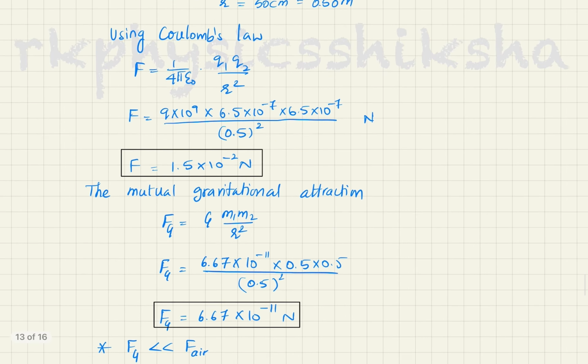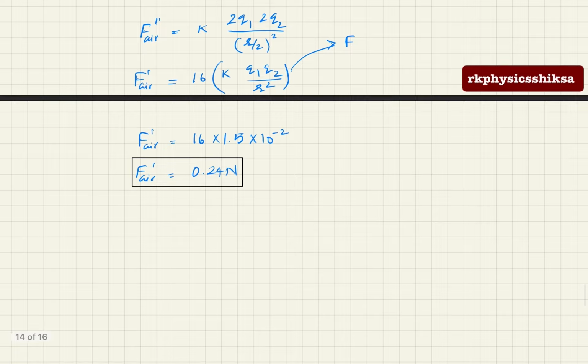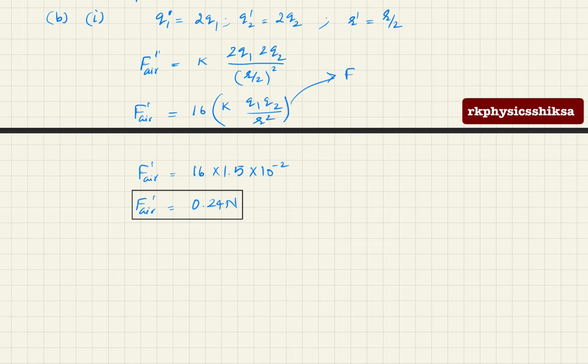There is one more sub-question under this, which is, the two spheres are placed in water. If these two spheres, instead of air, are placed in water, what will be the force of repulsion between these two bodies? There is one simple relation for this as well. The dielectric constant K is equal to epsilon m by epsilon naught, or you can also equate it to force in air divided by force in a particular medium. So that is water here.